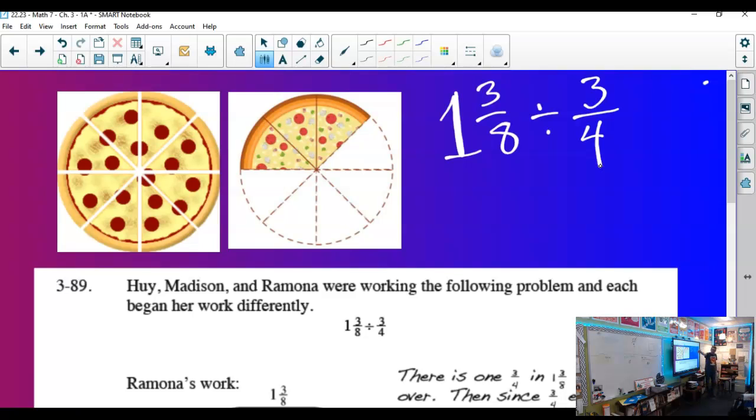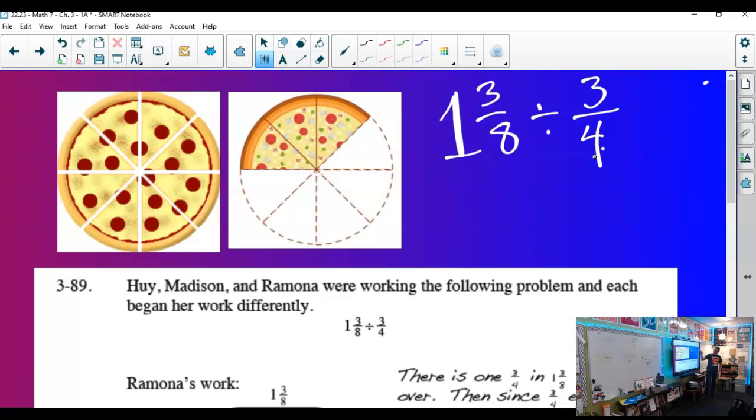So I have 1 3/8 pizza left over. I'm a hungry boy, so I'm going to eat 3/4 for lunch. And I want to know how many times I can eat 3/4 for lunch. So essentially, I'm dividing the pizza that I have by the leftovers I want to take to school.